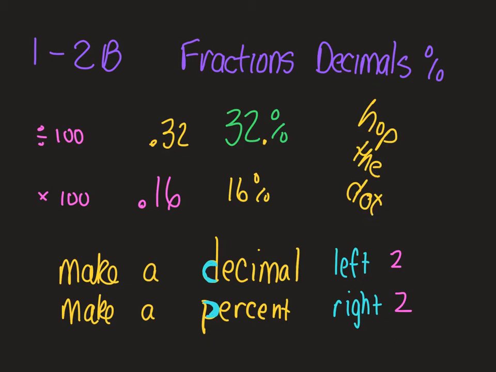If I'm making it a decimal, 1, 2 to the left. If I want to make this guy a percent, 1, 2 to the right. 100 has 2 zeros, that's why it's 2 hops.